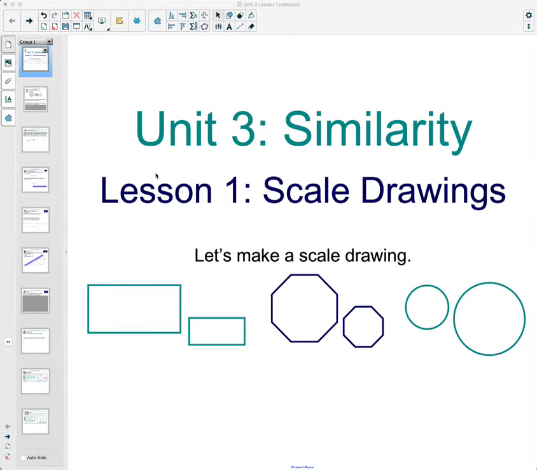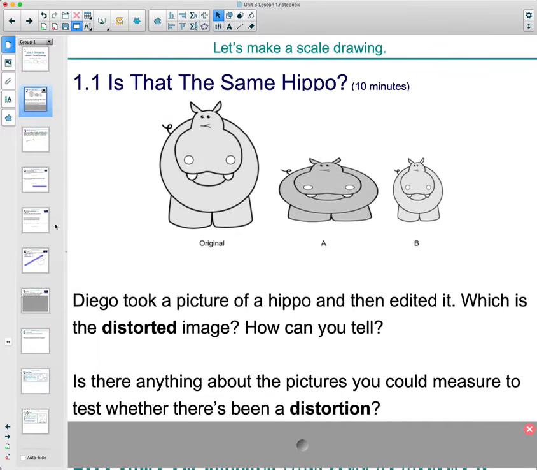In lesson 1, we're going to take a look at scale drawings. So let's make some different scale drawings. On page 6 in your student workbook, you'll see this activity.